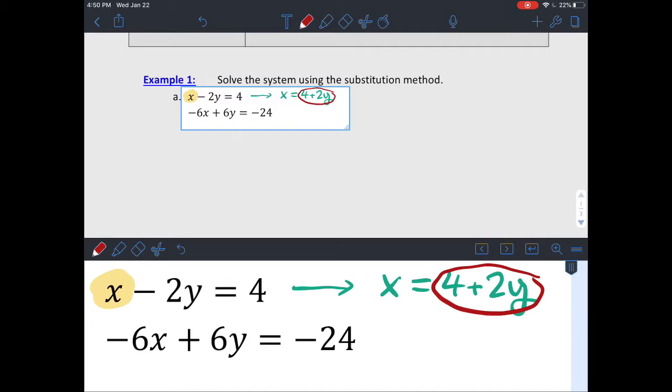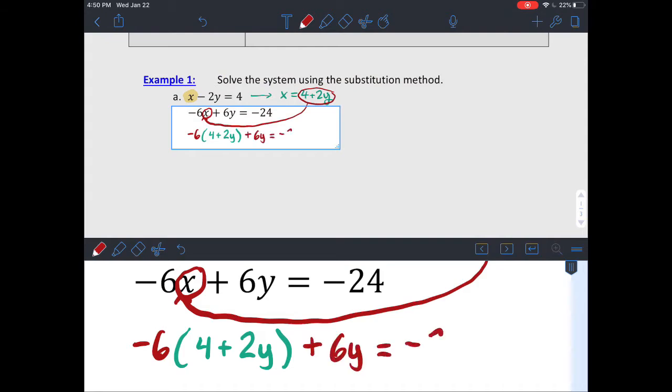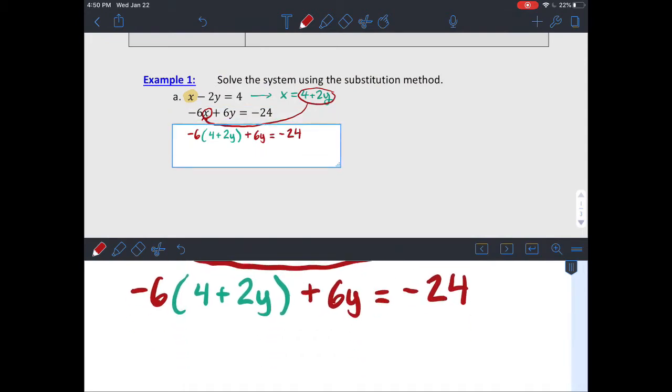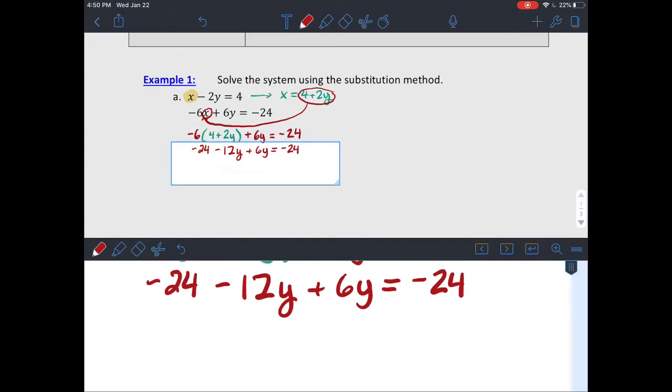Now that I have x, I'm going to take its value and plug it into my other equation, replacing x there with what I got. So I'll have negative 6 times 4 plus 2y, and then the rest of my equation stays the same. If I do a little bit of simplifying, multiply by my negative 6, and then combine some like terms, I'm going to end up with negative 24 minus 6y equals negative 24.